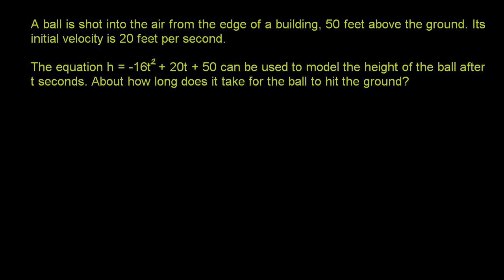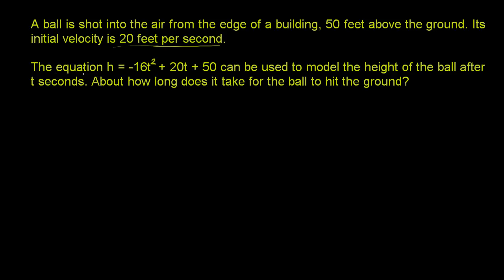A ball is shot into the air from the edge of a building, 50 feet above the ground. Its initial velocity is 20 feet per second. The equation h, and I'm guessing h is for height, is equal to negative 16t squared plus 20t plus 50 can be used to model the height of the ball after t seconds.